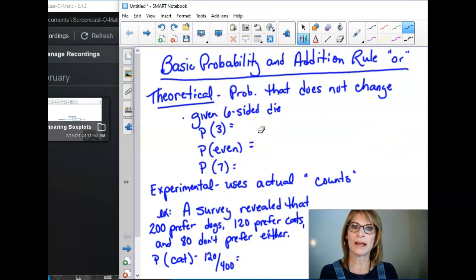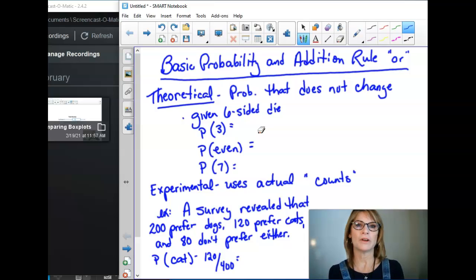In your reading guide, we found that there were three different kinds of probability. Theoretical probability, where the probability does not change, like rolling a die, flipping a coin, guessing on a multiple choice test. We had experimental probability, which involves actual counts. What's the probability of getting a white car in the parking lot? Count all the total cars and then divide the number of white cars by the total. Actual counts. And subjective probability is an educated guess.